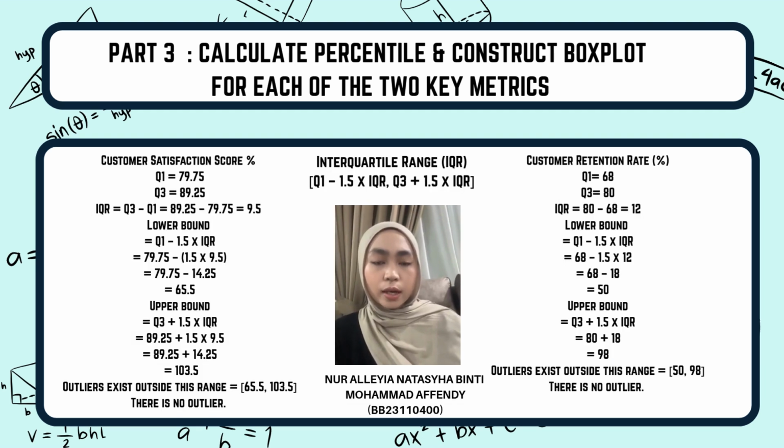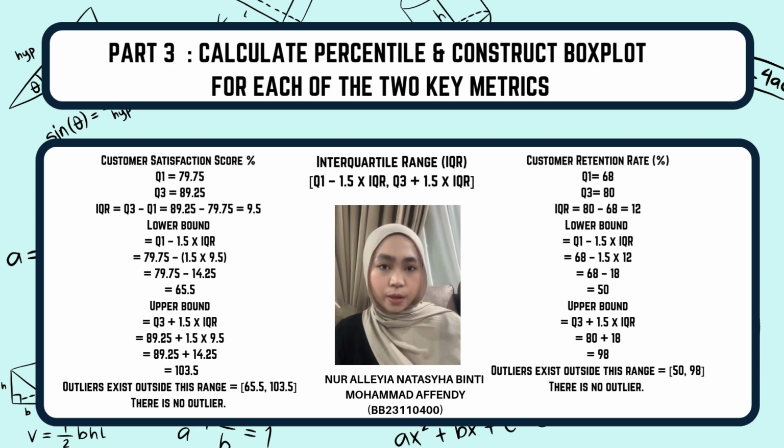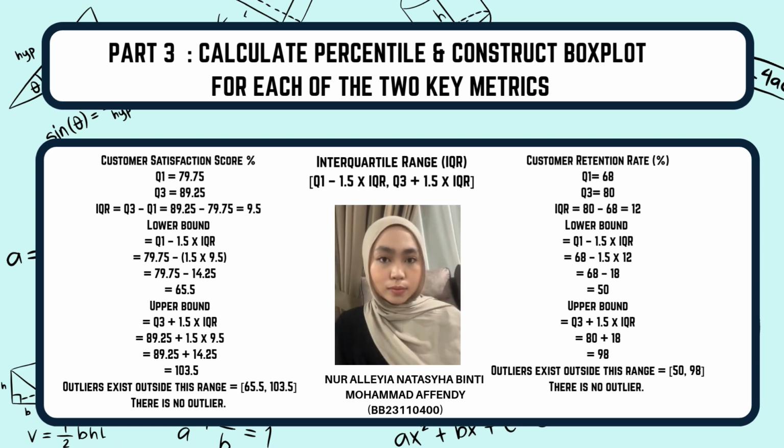We calculated the IQR, which measures the spread of the middle 50% of the data. For customer satisfaction score, the IQR is 9.5, and for customer retention rate, the IQR is 12. This means that the customer satisfaction scores are slightly more consistent across businesses, while retention rates show slightly more variation. A higher IQR indicates a wider spread in the middle 50% of the data.